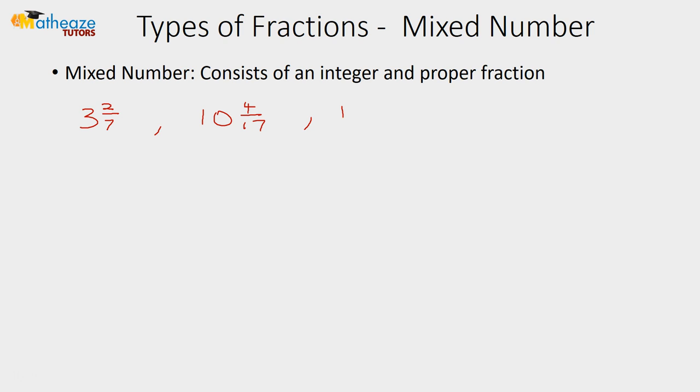An integer 1, proper fraction 6/13. An integer 5, proper fraction 9/23. So these are examples of mixed numbers. So you have an integer and then you have a proper fraction attached to it.